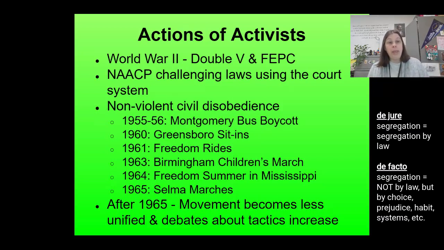But what still remains is de facto segregation, right? Segregation that exists because of prejudice or habit or structural racism, things that are much more difficult to change and challenge. And there's a lot of disagreement about how do we march against prejudice? What's the end goal, or how do we do this? And in particular, there's a lot of disagreement about the tactic of nonviolence and how effective that is for the job that we have going forward.